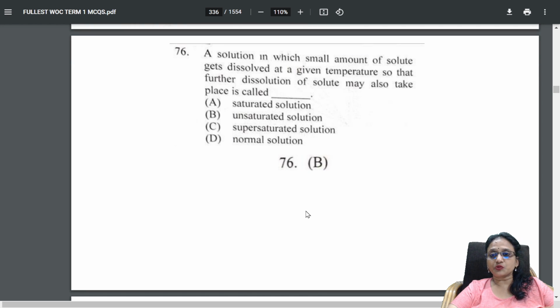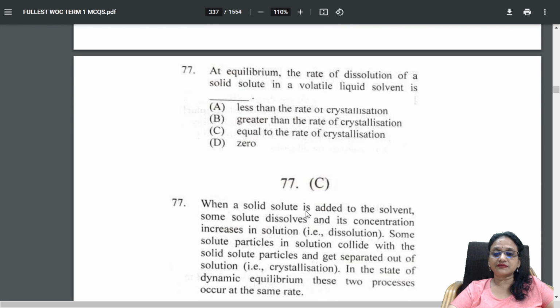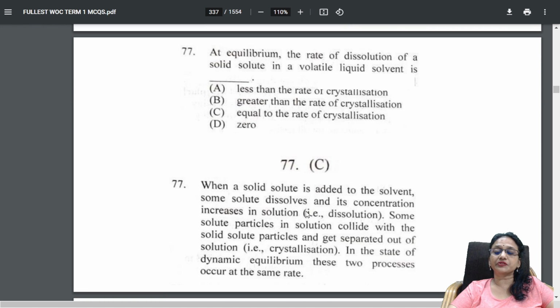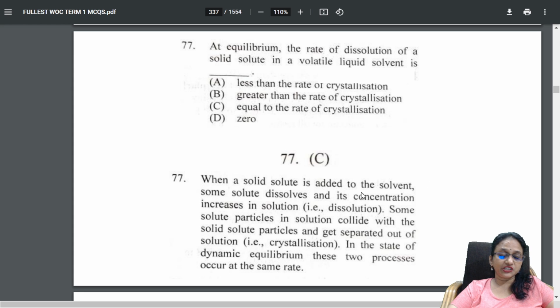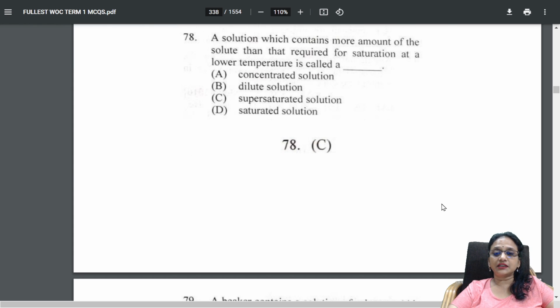A solution in which a small amount of solute gets dissolved at a given temperature, so that further dissolution of the solute may take place. Okay, unsaturated solution. So the differences between different types of solutions. After that, gradually we will talk about the concept of dissolution with the explanation given below. Then I'll just give you what is the difference between saturated, unsaturated, supersaturated.